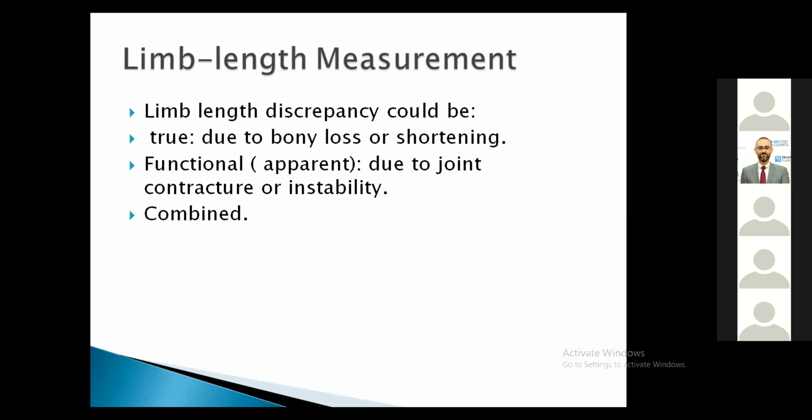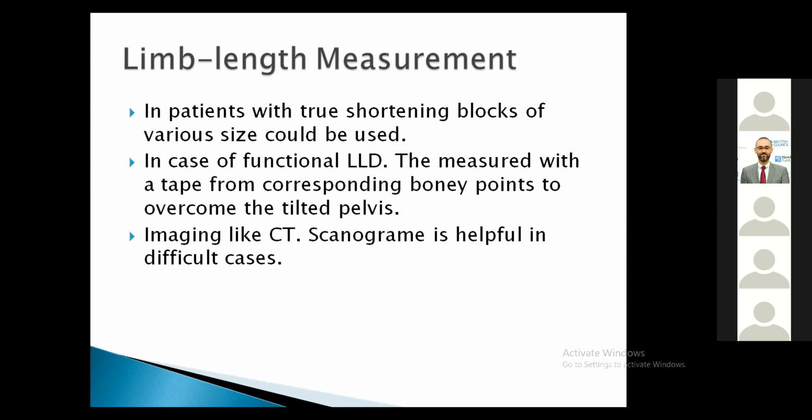Limb length measurement. Limb length discrepancy could be true, due to bony loss or shortening, or functional or apparent, due to joint contracture or instability, or combined. In patients with true shortening, blocks of various sizes could be used to measure the true shortening. In case of functional discrepancy, it is measured with a tape from the corresponding bony points, overcoming the tilted pelvis. Usually we use the anterior superior iliac spine to the center of the medial malleolus. These are the two corresponding points on both right and left lower limbs.